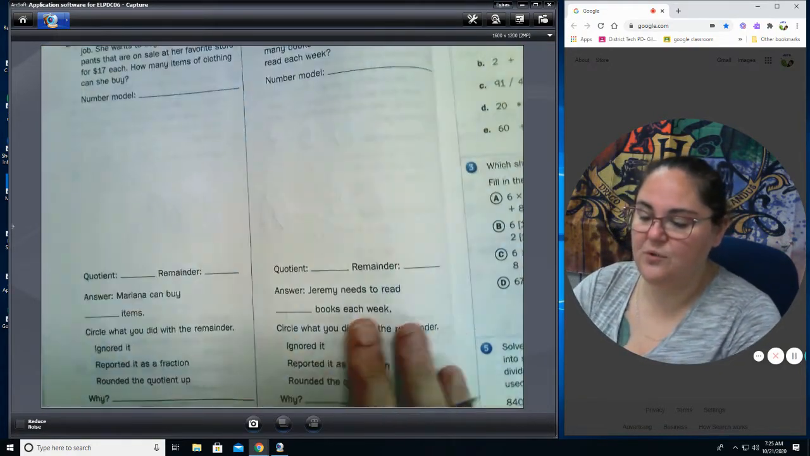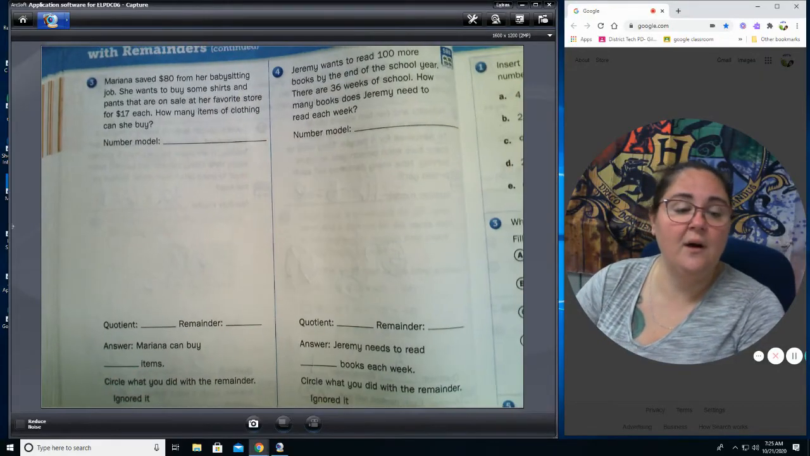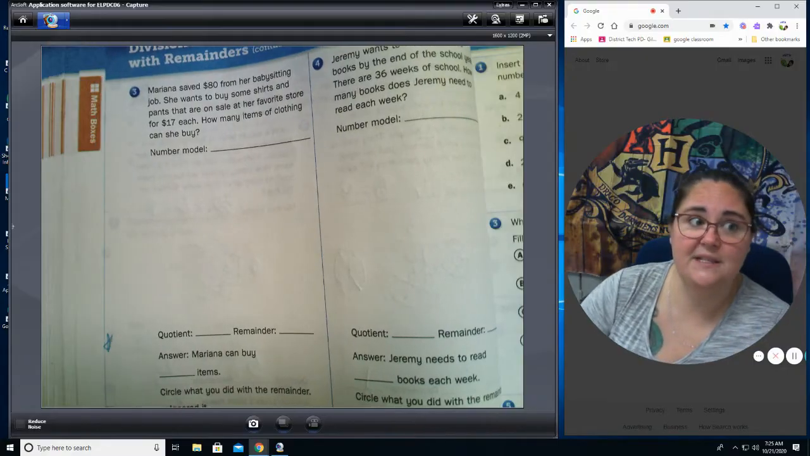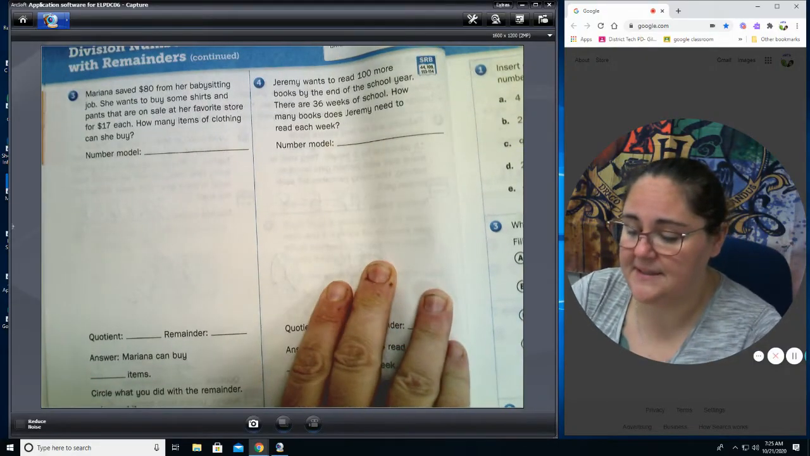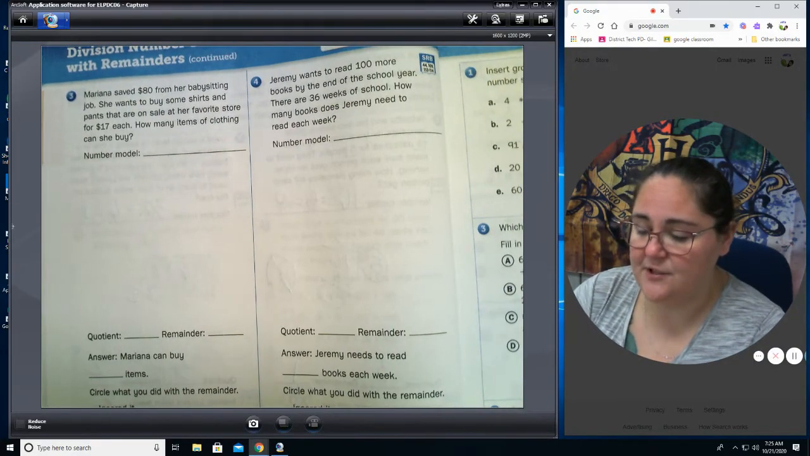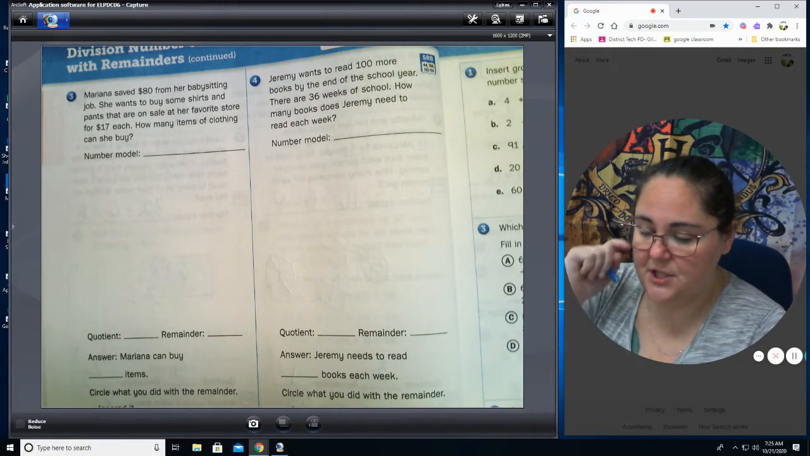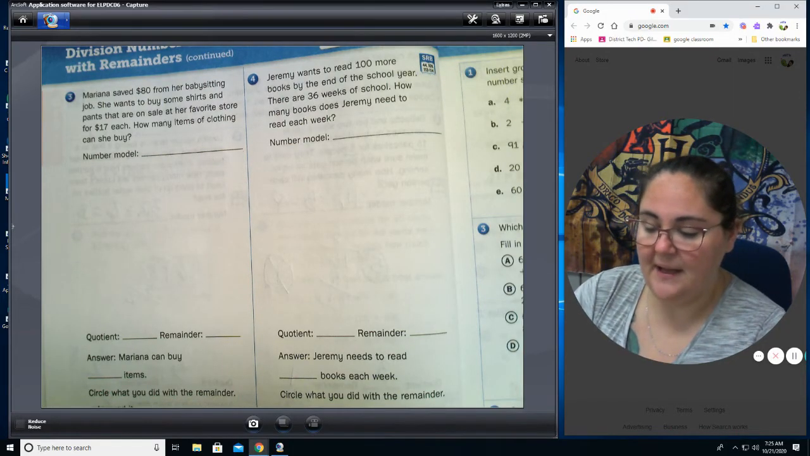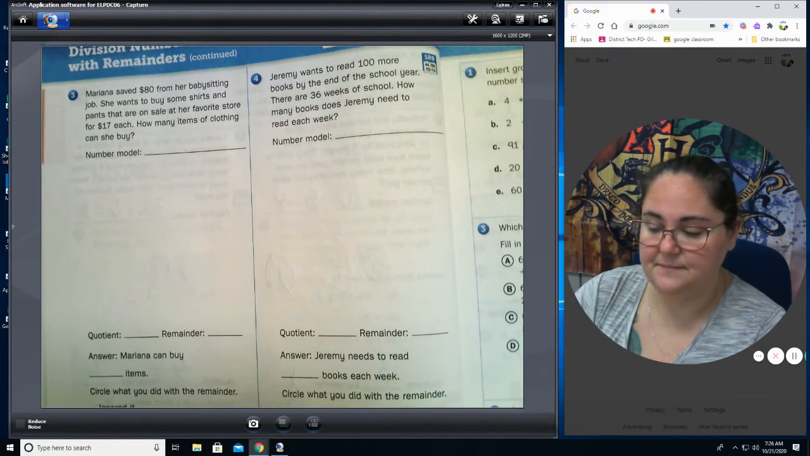All right, looking at page 78. You have 2 more story problems. We are going to do one right now, and then you're going to do one as part of your math boxes for the day. So let's see what happens. Mariana saved $80 from her babysitting job. She wants to buy some shirts and pants that are on sale at her favorite store for $17 each. How many items of clothing can she buy?